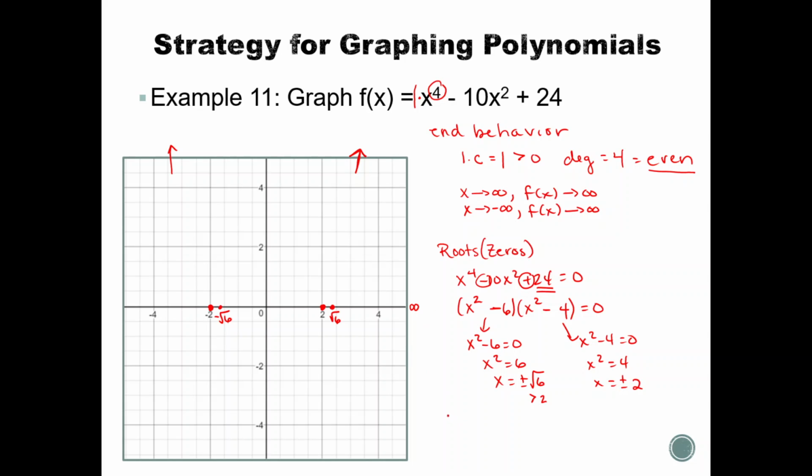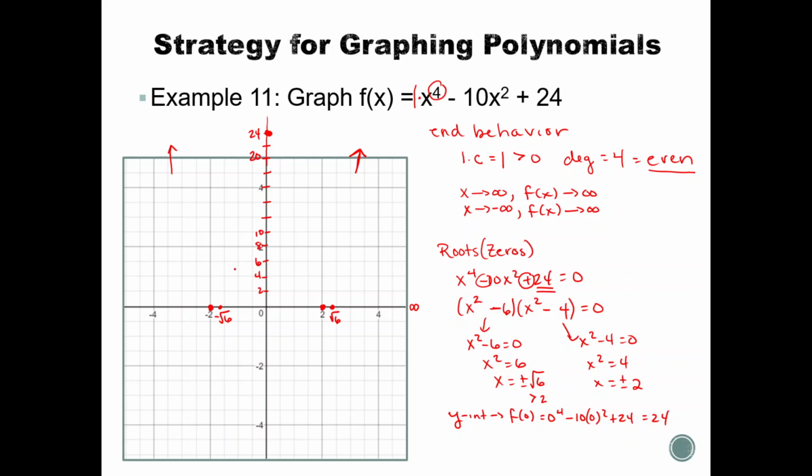Okay, then I want to find the y-intercept. So that means I'm going to find f of 0. So that's 0 to the 4th minus 10 times 0 squared plus 24. So that equals 24. So let's maybe change our values here to count by 2, 4, 6, 8, 10. That makes this top line 20. So 24 would be way up here.